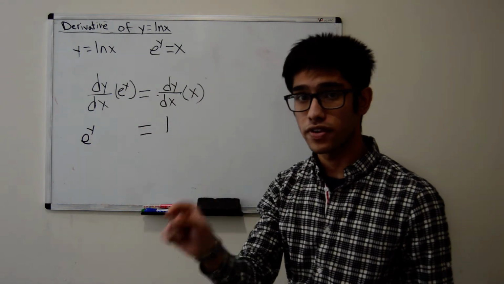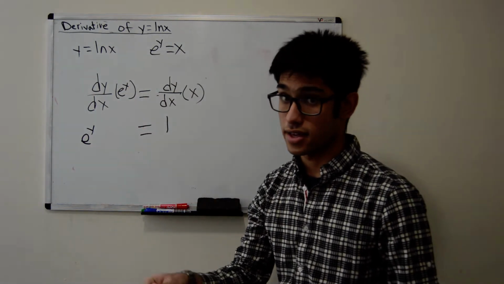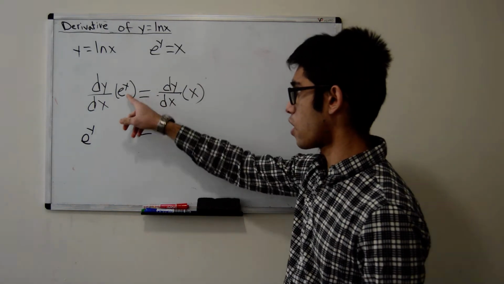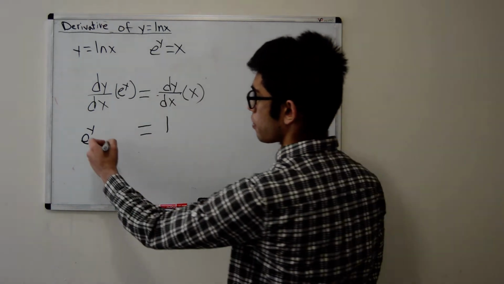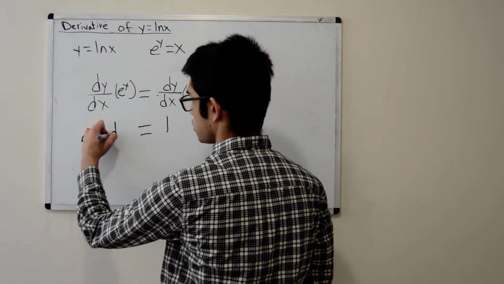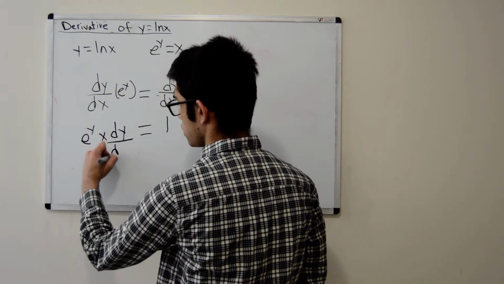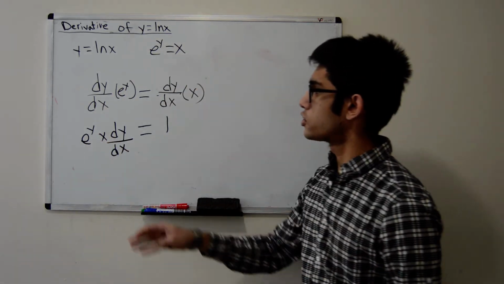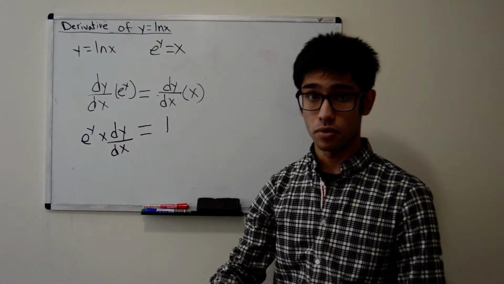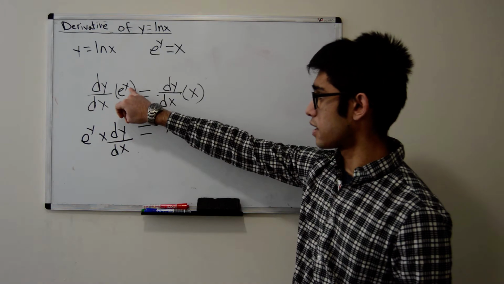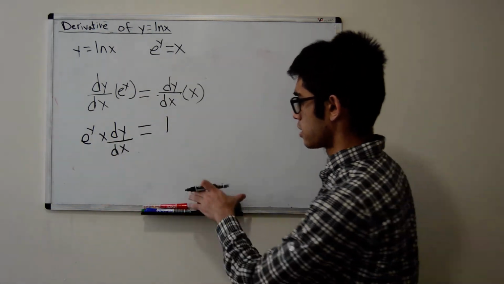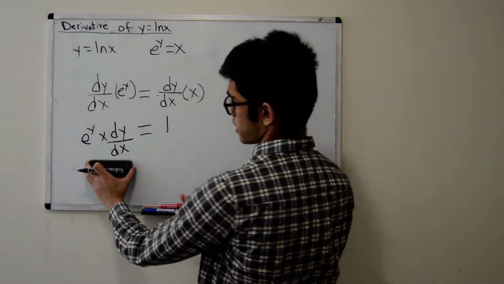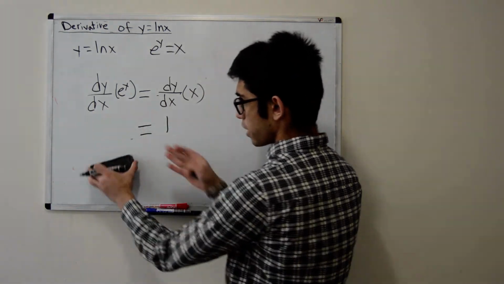The derivative of y is just dy over dx, the change in y over change in x. So I have to multiply the two together, so dy over dx. I took the derivative of the outside, which is e to the y, and then the derivative of the inside, which is y, and I don't know what that is, so I just say dy over dx. I'm multiplying the two together.